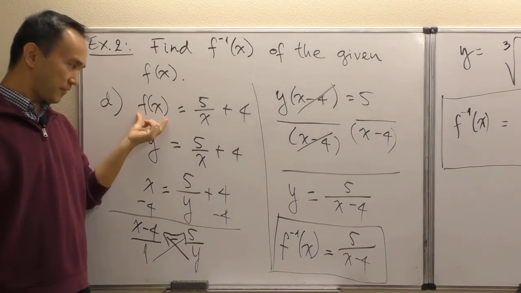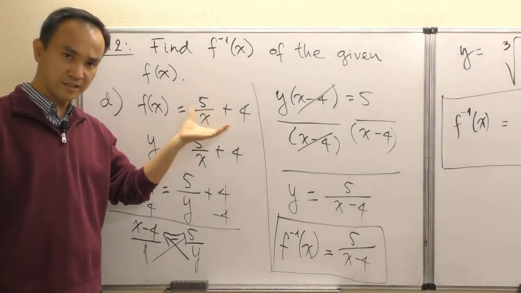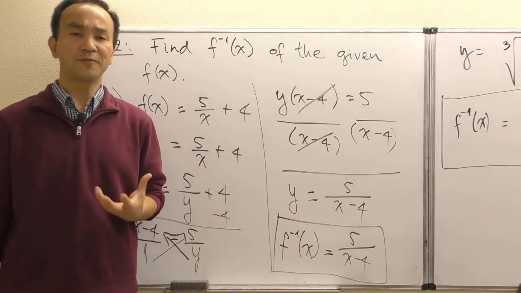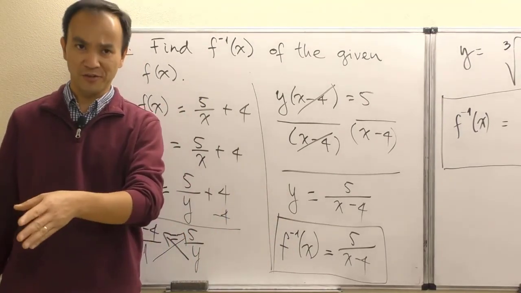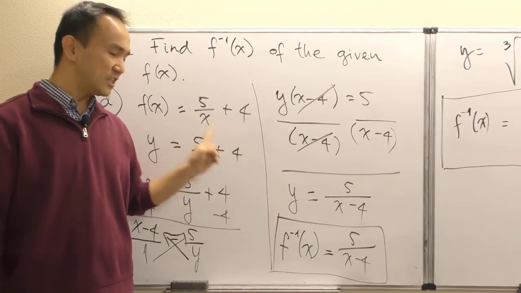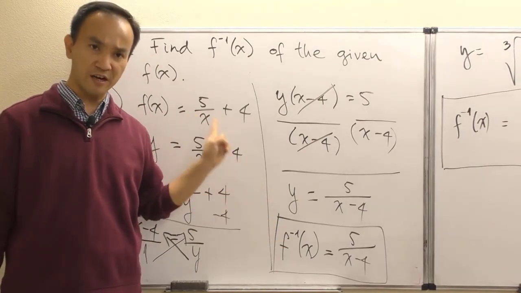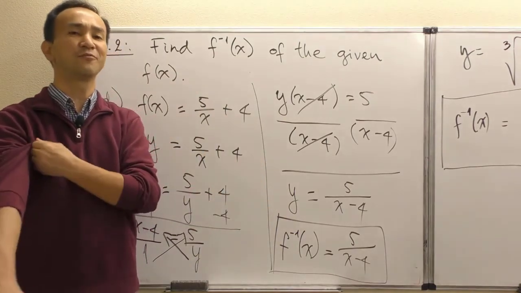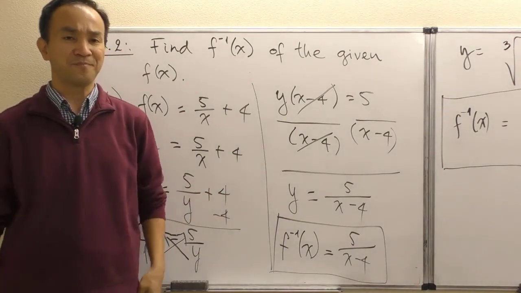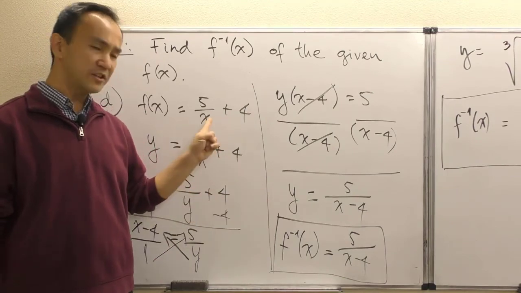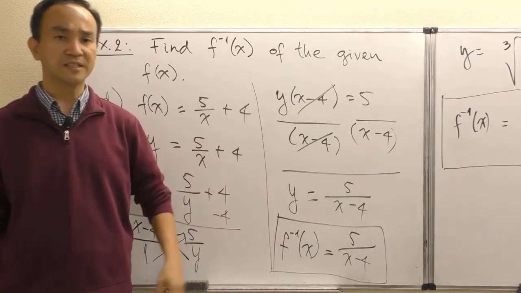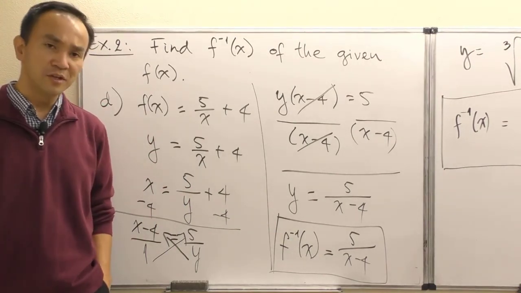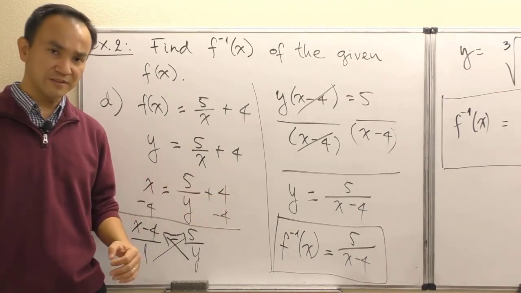So f of x is 5 over x plus 4. See, these two are different functions, with different rules about what to do with their own inputs. But these two different rules have a connection with each other, and we call them the inverse of each other. So this function is the inverse of f, and f is also the inverse of f inverse. So now we found the inverse of f of x.